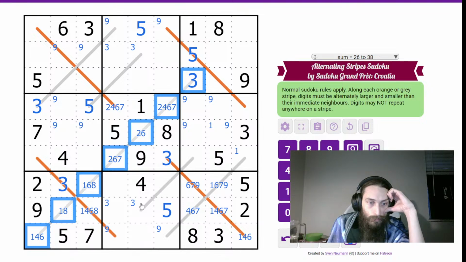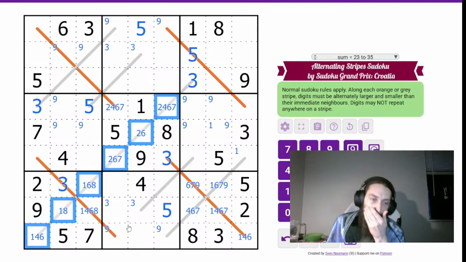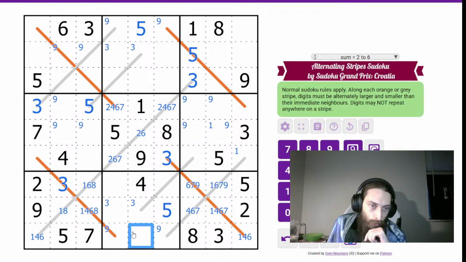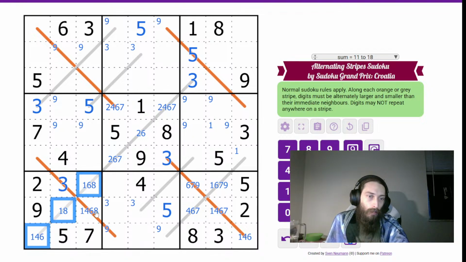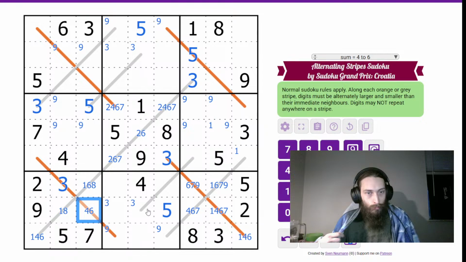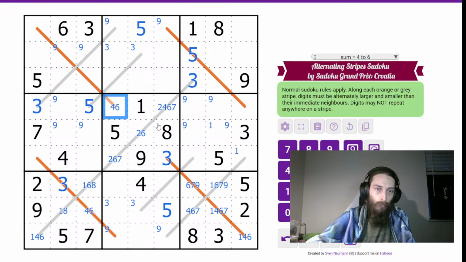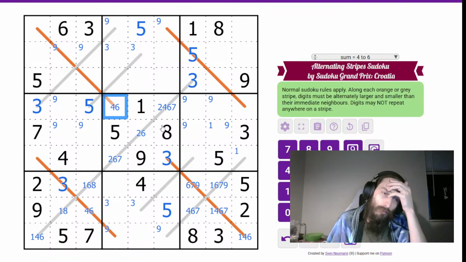1, 2, 4, 6, 7, 8. Okay. So we have all of the digits that we're going to have. Right. Well, that means 1 and 8 have to be here. 2 has to be in box 5 on the diagonal. Right, same as 7. Yeah.